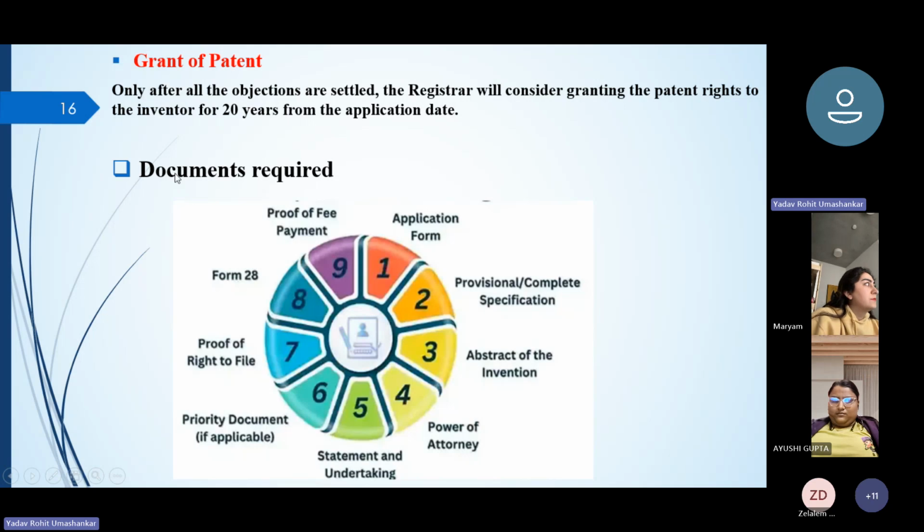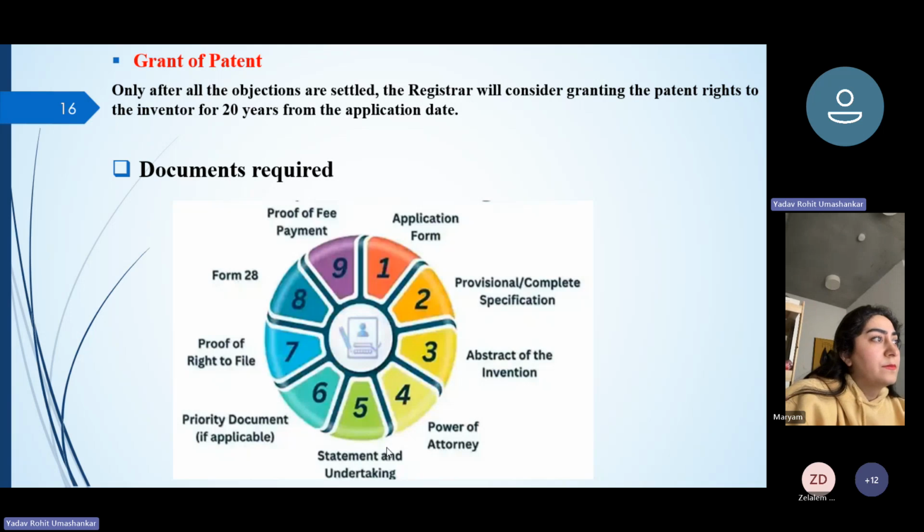So what are the documents required? Here are the few things I have mentioned. Generally, what documents do you need? First, the statement and undertaking. It is a form you need to fill, stating that to the best of your knowledge you have not copied or anything like that.